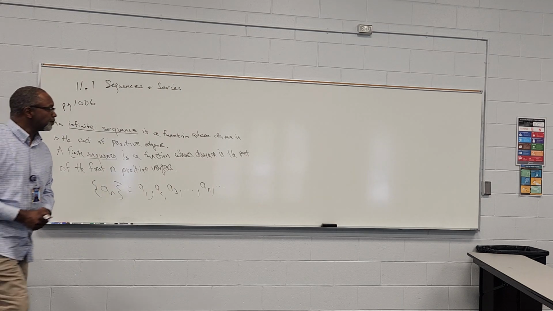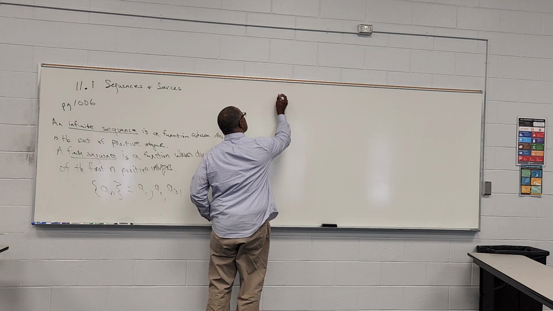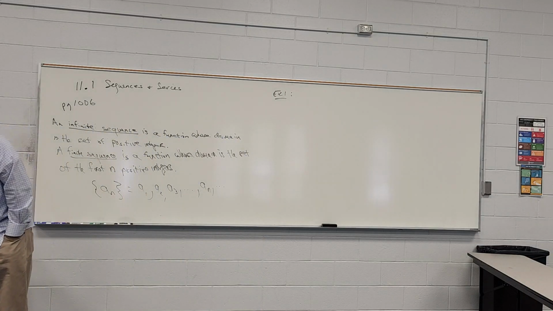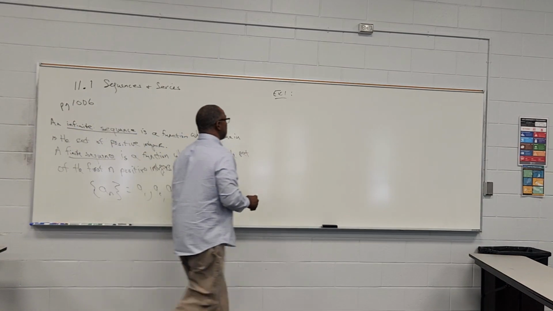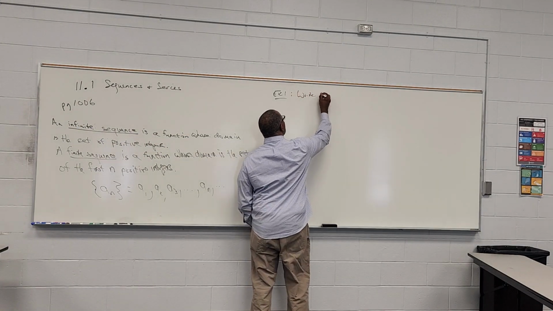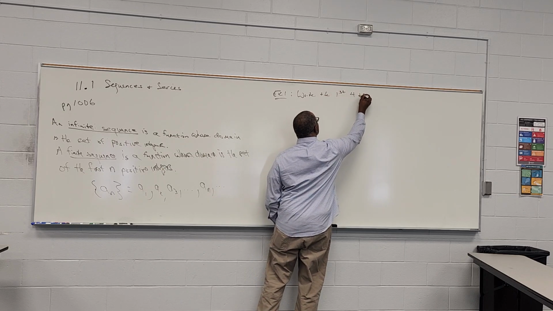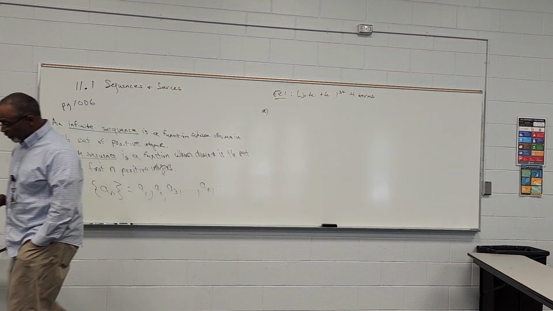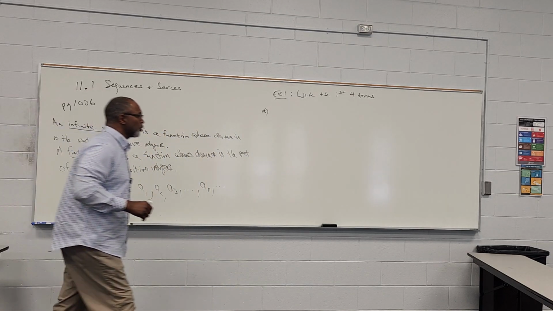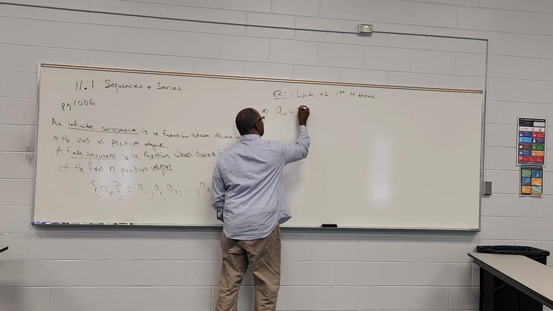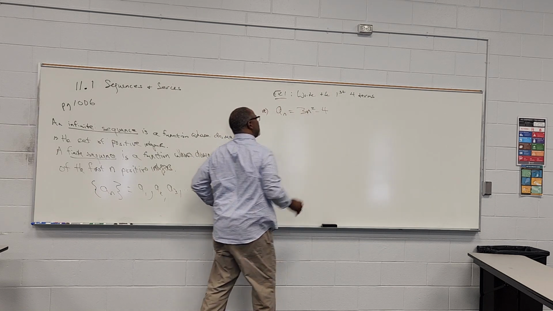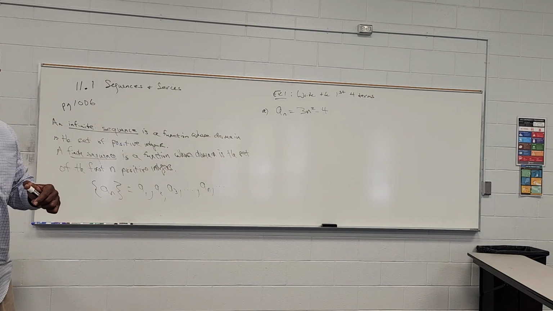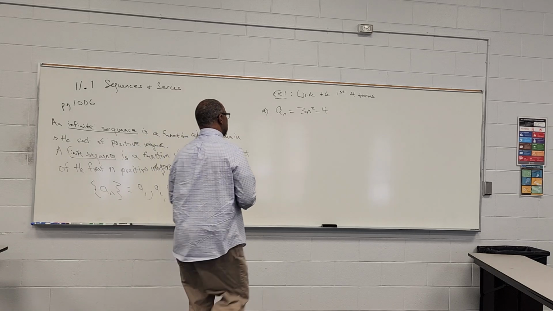So example one: write the first four terms of the sequence defined by the nth term. The first sequence they give me has nth term 3n squared minus 4. So they tell me how to write the nth term. When n is 1, I'll put a 1 where the n is. When n is 2, I'll put a 2 where the n is, etc.